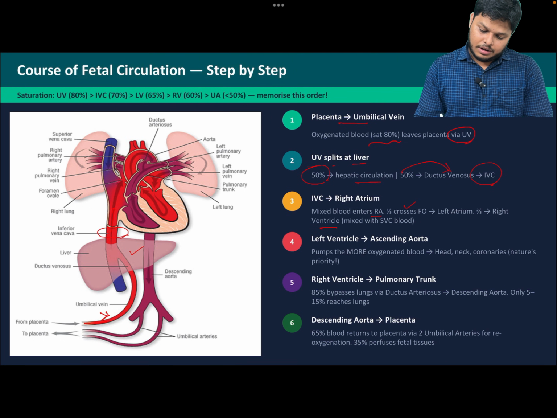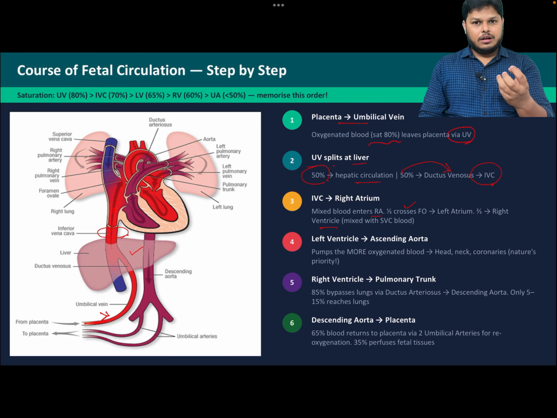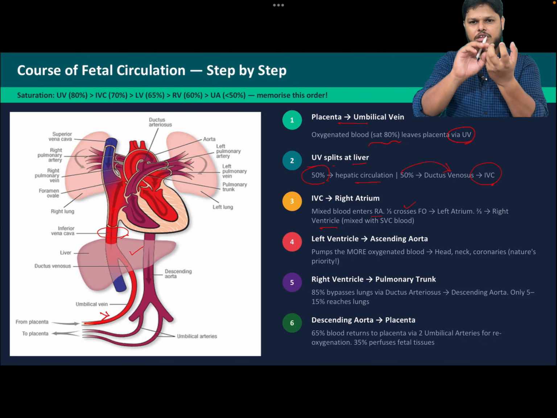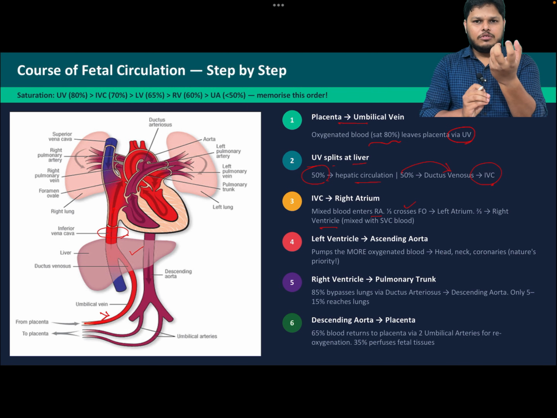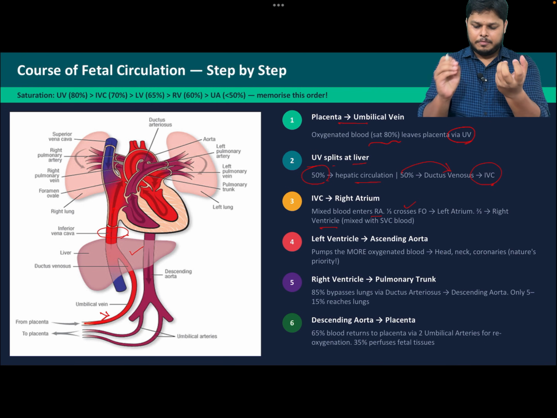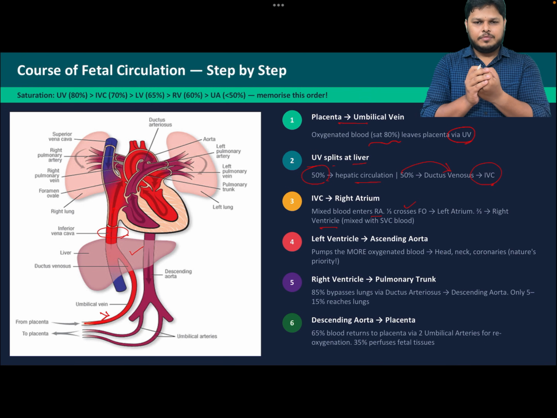Now the right ventricle receives the blood. And one more thing, what happens to the saturation of the blood in the right ventricle? Is it the same saturation as in the inferior vena cava? No, because whatever blood is received by the right atrium, we read one-third goes into the left atrium, two-third comes into the right ventricle, right?